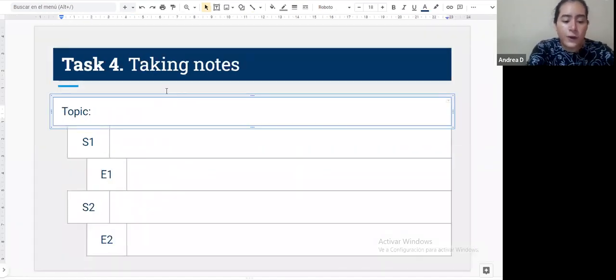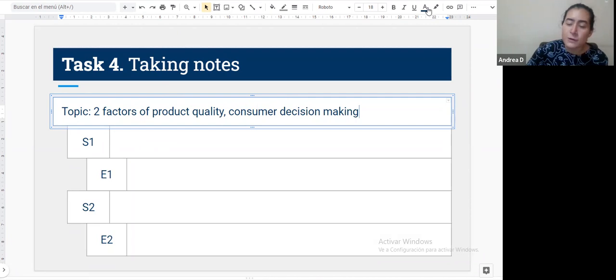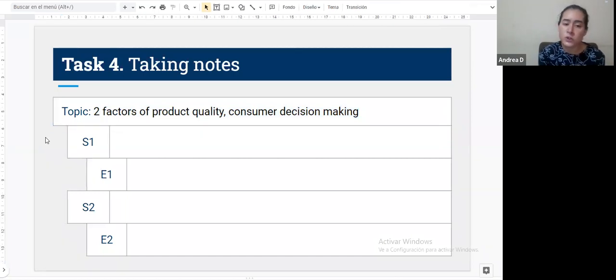The topic is two factors, okay, what is it? Two factors of product quality and consumer decision making, right? And that's everything you need to know about the introduction, about the topic. Everything's gonna be a lot more clear now. So is that part okay? Do you agree with me that that is the topic, or do you think that maybe it might be something else? Maybe I'm wrong. Is it okay? Yes.